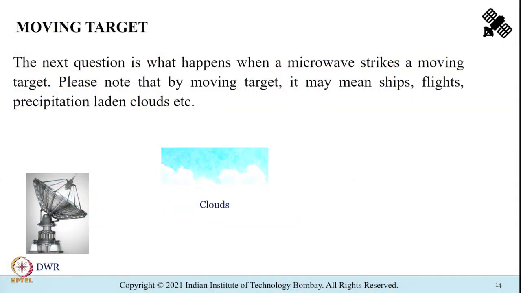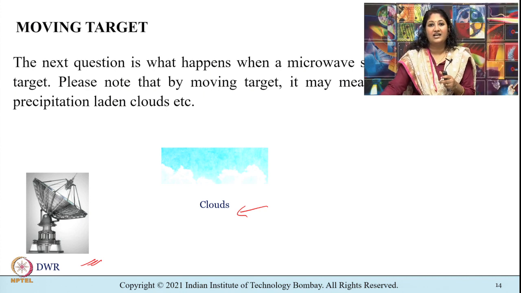Now, the next question is, what happens when microwave strikes a moving target? Shown here is a Doppler weather radar caricature, and by moving target, as I mentioned earlier, it may mean ships, it can mean flights, it can mean precipitation laden clouds for a meteorologist. The important point to remember here is that for moving targets, it is the relative velocity in the direction between source and target that is important and not the absolute speed of the target. Okay, all right.